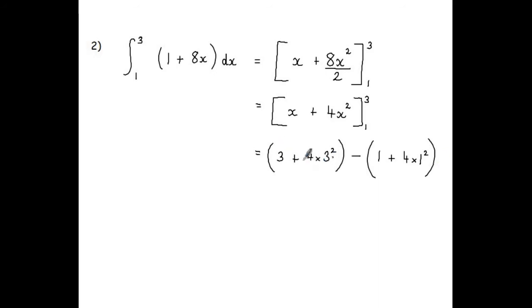So if you type into your calculator 3 plus 4 times 3 squared, or you can work it out in your head if you want, because 3 squared is 9, times it by 4 gives you 36, add 3, 39. But if you have a calculator, why not use it? And then the 1 plus 4 times 1 squared gives you 5. So you have 39, take away 5, which gives you 34 as your final answer.